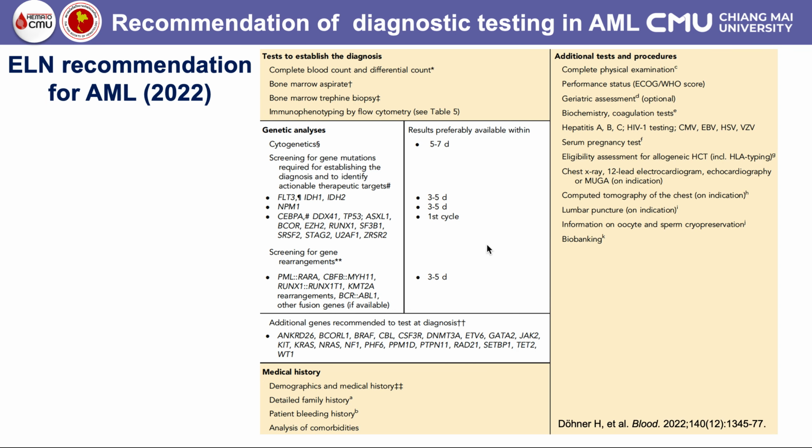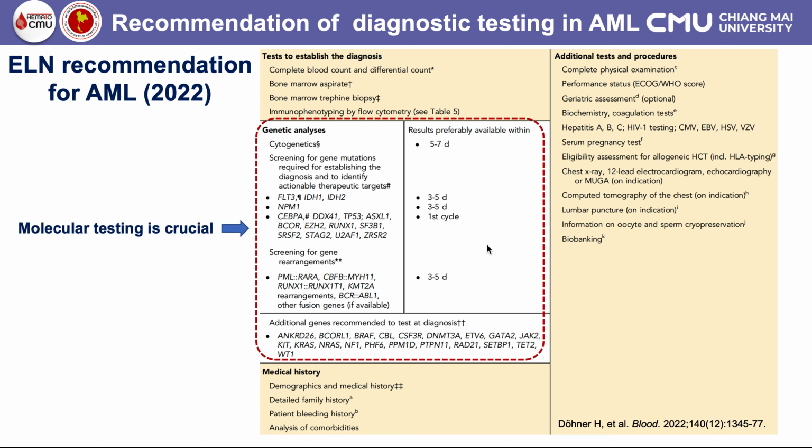Given the enormous evidence of genetic alteration using powerful molecular testing, as mentioned, ELN and ICC recommend molecular testing or genetic analysis for the benefit of classification, treatment planning, and prognostication in AML individuals, as shown here.